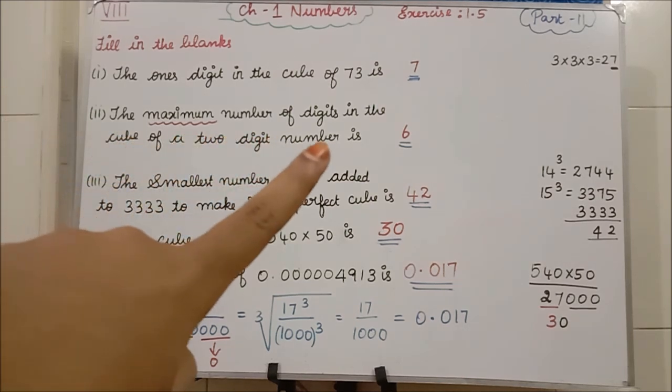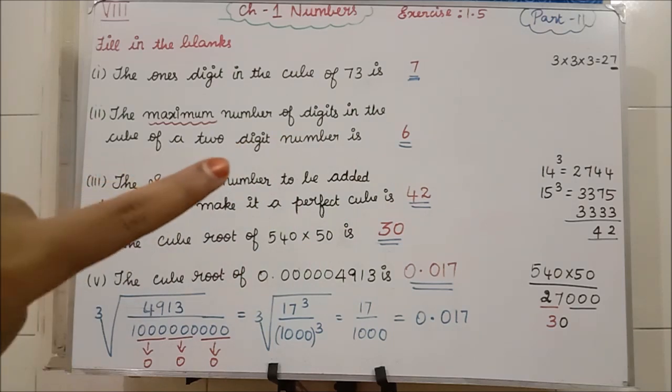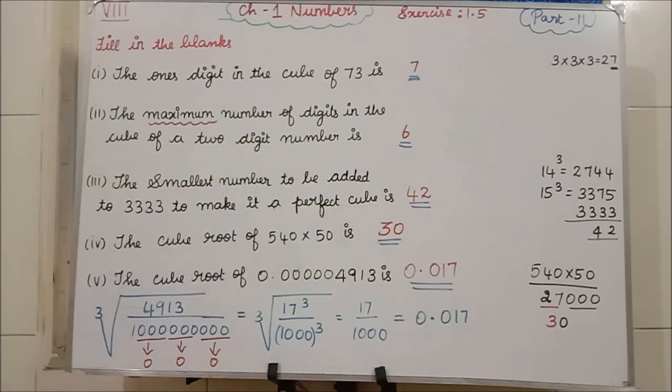Now see the second question. The maximum number of digits in the cube of a 2-digit number is dash. Clear? The 2-digit numbers start from 10 to 99. If you cube numbers from 10 to 99, what will be your answer? The maximum number of digits they are asking. It will be 5 or 6. So in the question they are asking maximum, so you have to write the answer as 6 only. Clear?